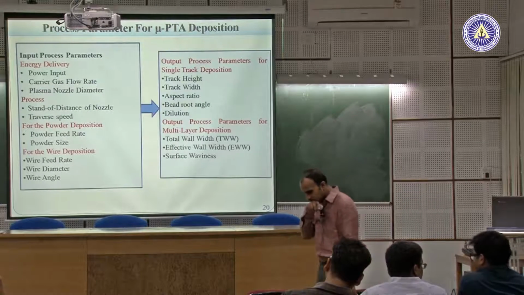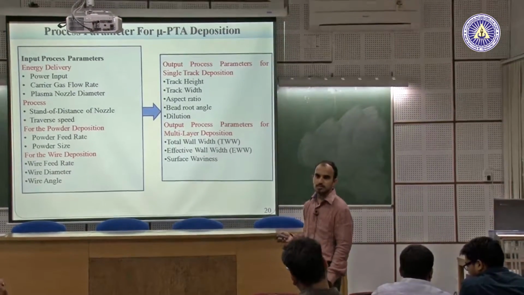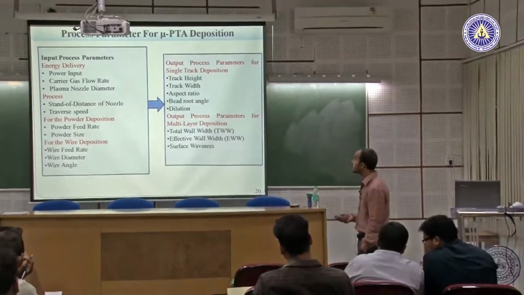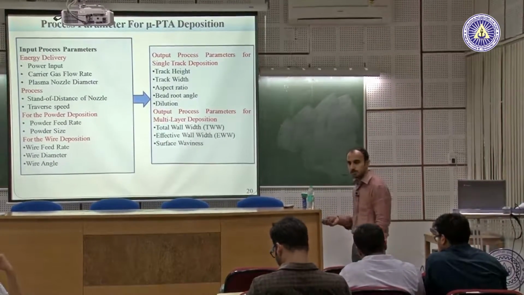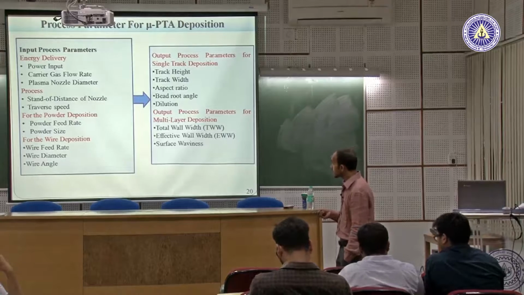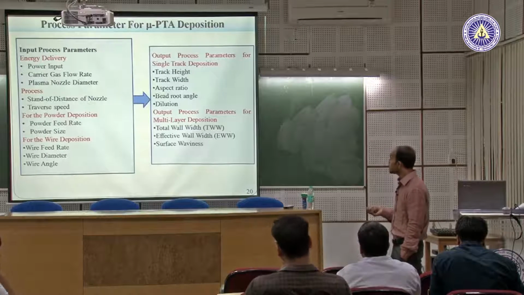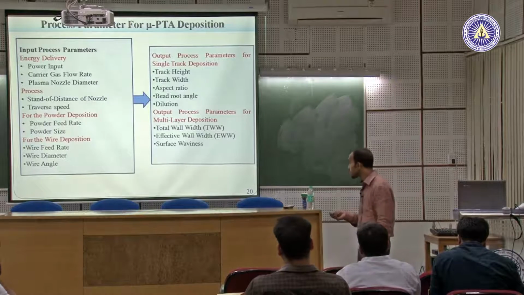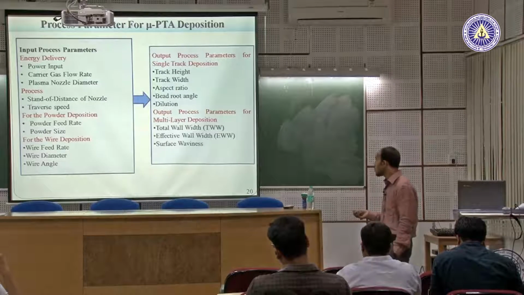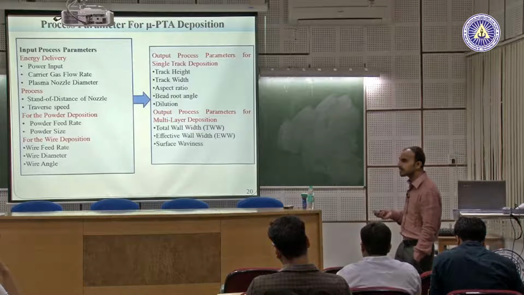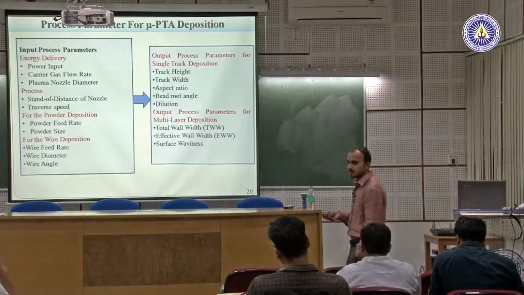But it's not easy to directly use microplasma along with automation for additive manufacturing. We need to optimize some proper parameters to get quality depositions, such as energy delivery and process delivery, for powder deposition and for wire deposition. It gives output such as a single track deposition, as you can see here, for which we need to measure the track height, track width, aspect ratio, bead root and dilution. In multi-layer depositions, we will need to optimize the total wall width, effective wall width and surface waviness also. There are actually a number of parameters we need to optimize.